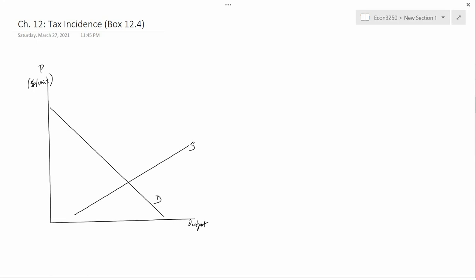The question we ended the last video with is, when a pollution tax is imposed, it's true that the firm, the polluter, sends the checks to the government. And so on a superficial level, it appears that the firm pays the tax. But economically, does the firm really bear the burden of the tax?